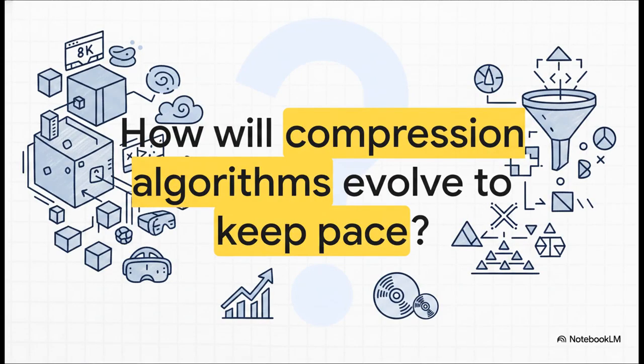Which leaves us with a pretty fascinating thought to wrap up our explainer today. We've seen how effectively Huffman coding shrinks our current files. But let's be real, as we move into eras of 8K video, massive virtual reality environments, and just explosive data generation, files are only getting bigger. So as our data needs continue to explode, how will future compression algorithms evolve to keep pace?